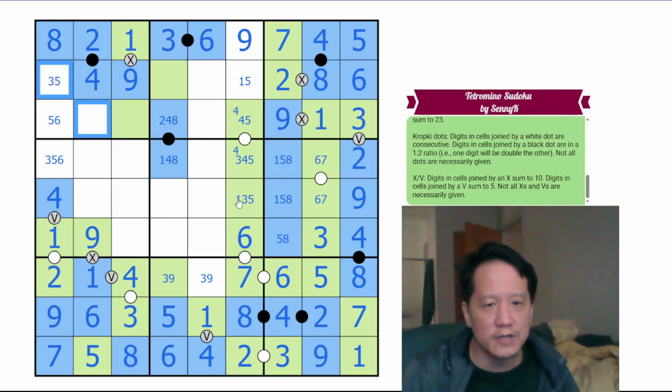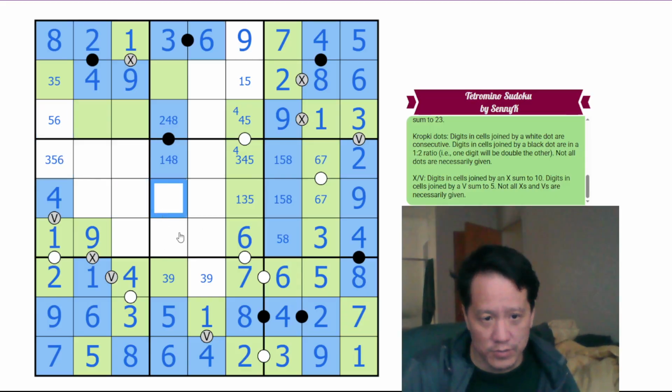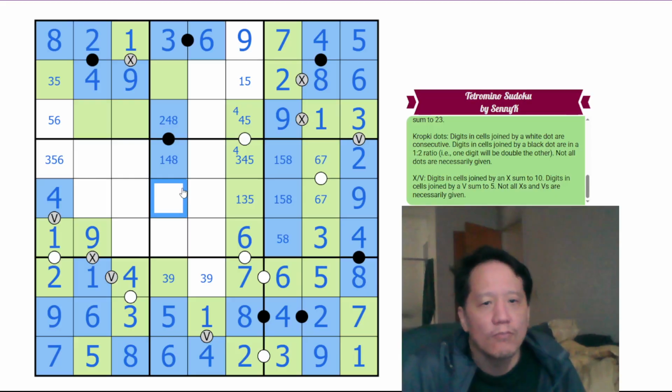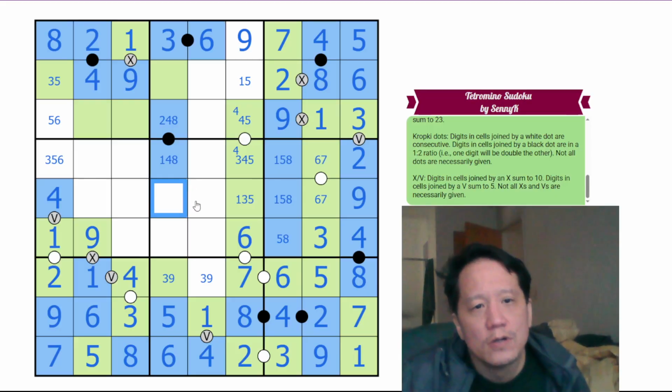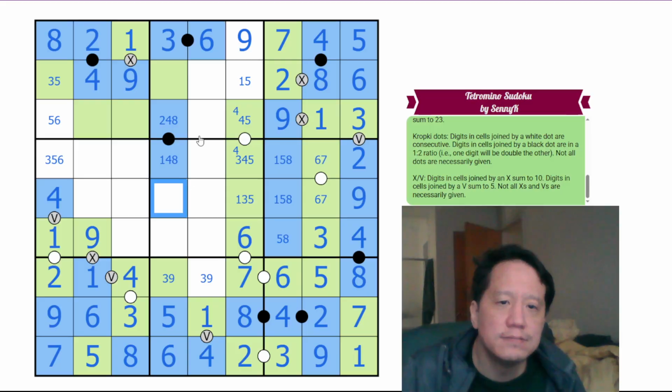So these are not shaded. This could be shaded here. We're not sure. Okay.